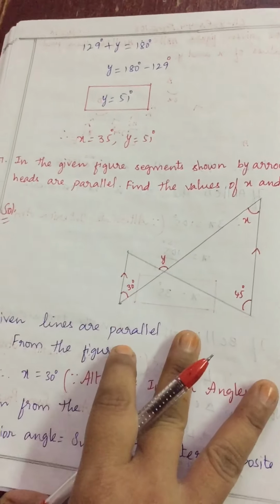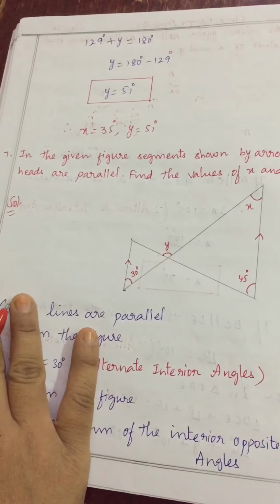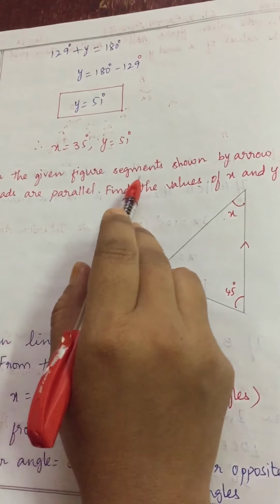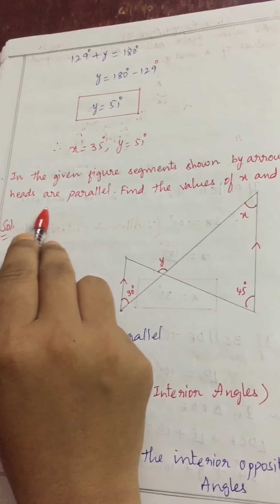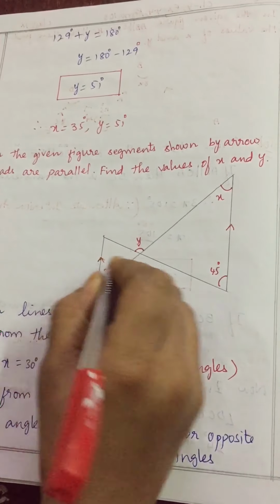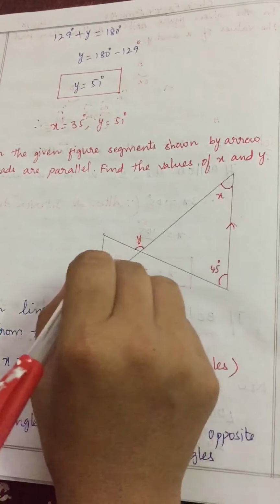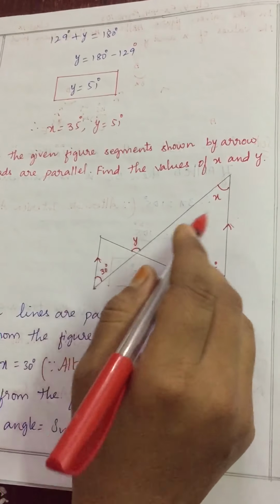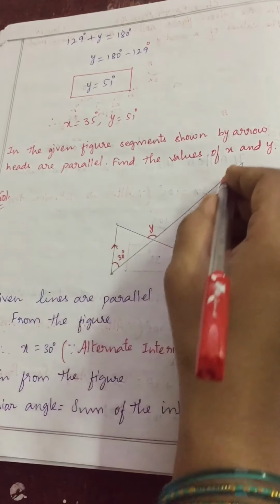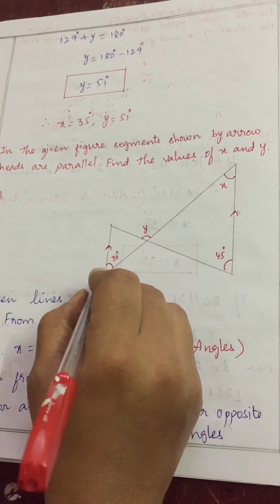Am I clear children? Let's see, we will solve one more problem, that is question number 7. In the given figure, segments shown by arrowheads are parallel. Find the values of x and y. He is telling these arrowheads, two lines are parallel. Then we need to find the value of x and y. Clear children? If these two lines are parallel, then are you observing this is the transversal?